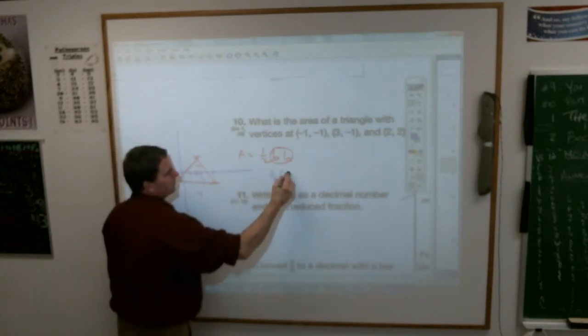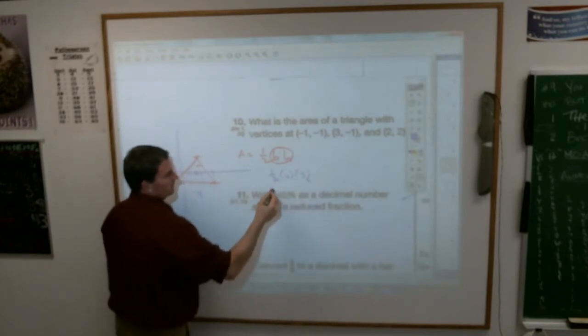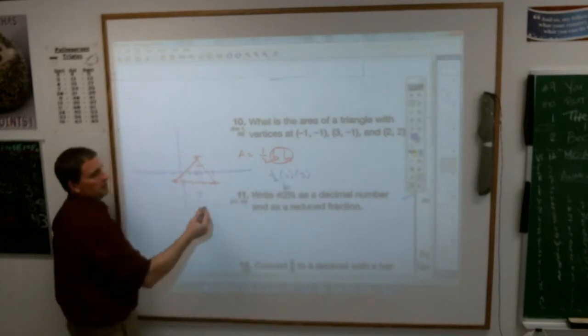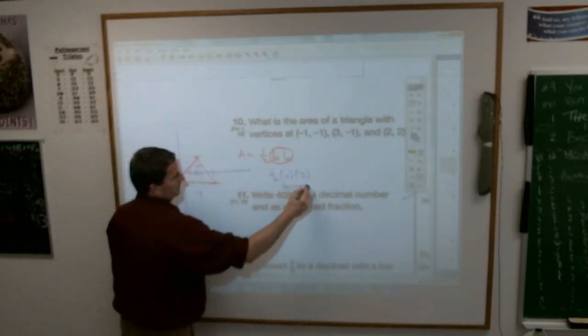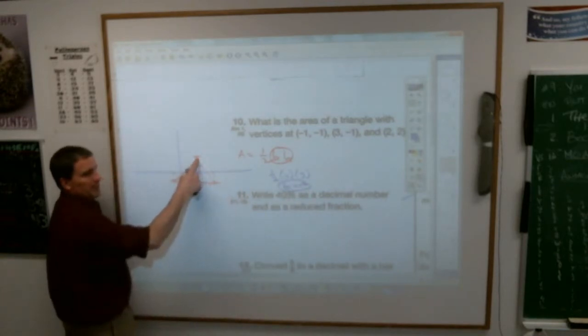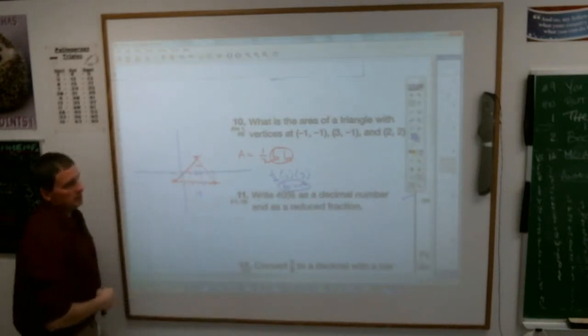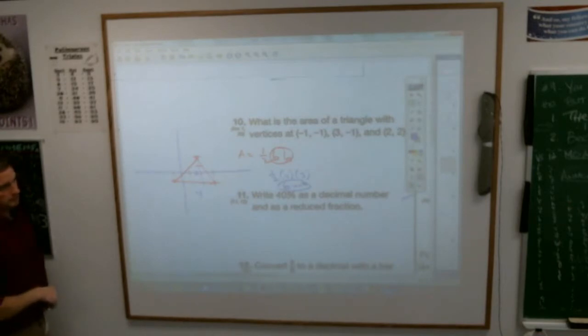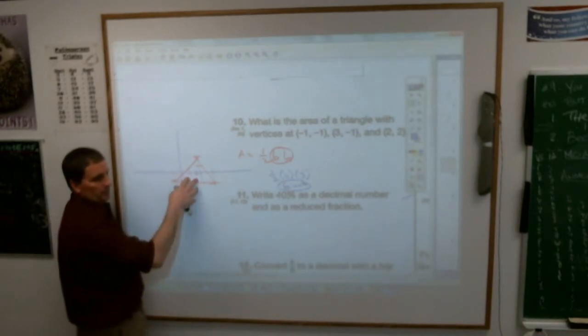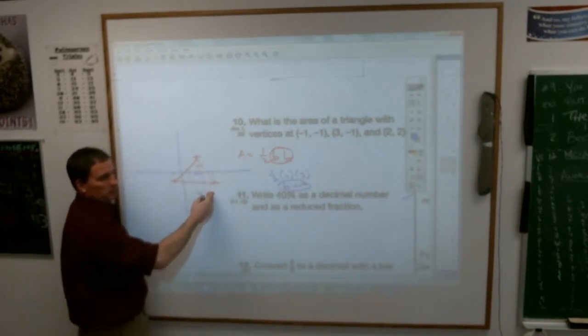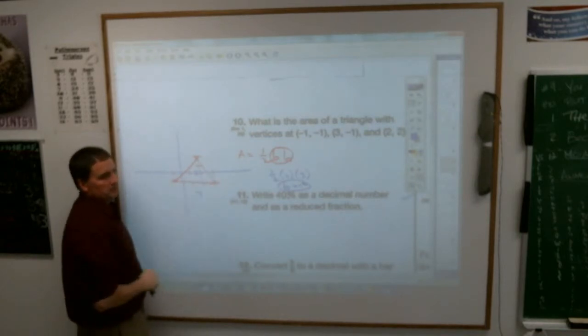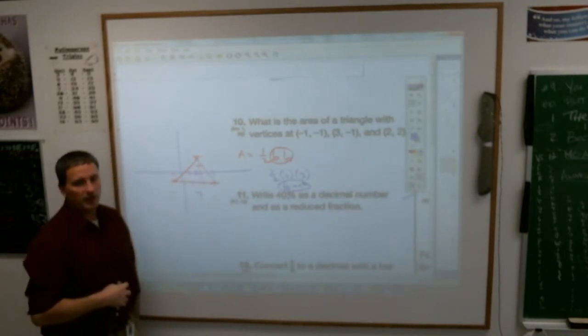1/2 of 4 times 3, half of 12 is 6. There are 6 square units in that triangle. Go to the top, draw a line straight down, and you're good. As long as one of the lines of your triangle falls on either the horizontal or the vertical lines, you'll always be able to find the altitude or the height of the triangle.